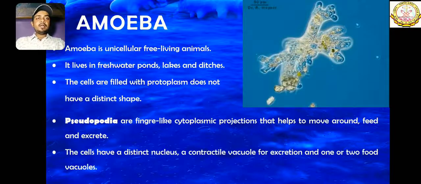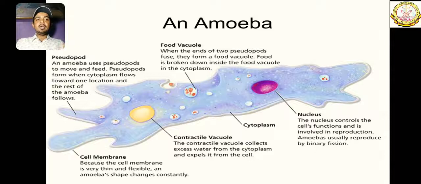Let us move one step further and see a diagram of an amoeba. This is a diagrammatic representation of an amoeba cell. It has pseudopodia. An amoeba uses pseudopodia to move and feed. Pseudopods form when cytoplasm flows towards one direction and the amoeba follows. It simply flows around. We will see that in a minute.